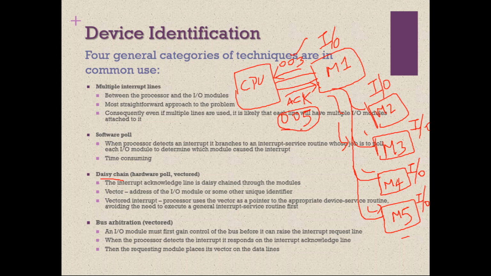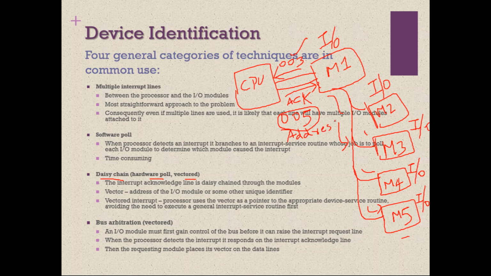So this technique is called daisy chain, or hardware poll, or vectored interrupt. Why we call it vectored: it is keeping its address in the data bus. Instead of keeping an address, it can also keep a vector.